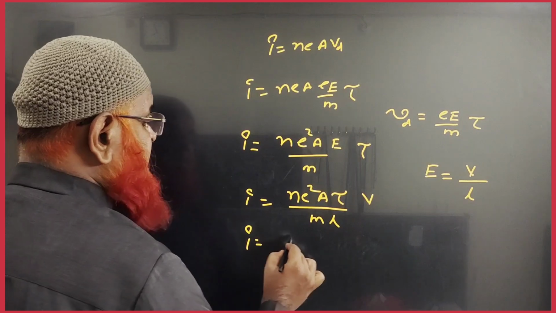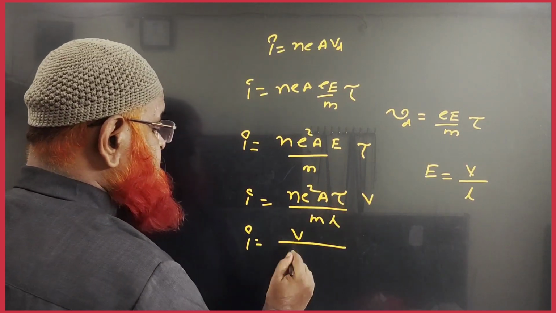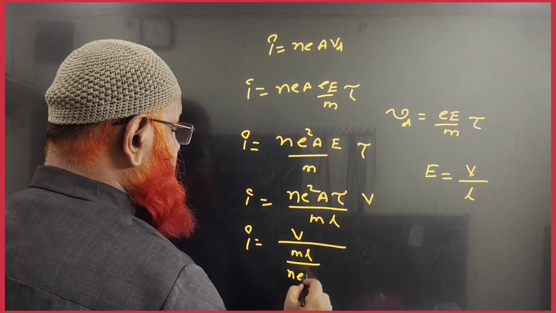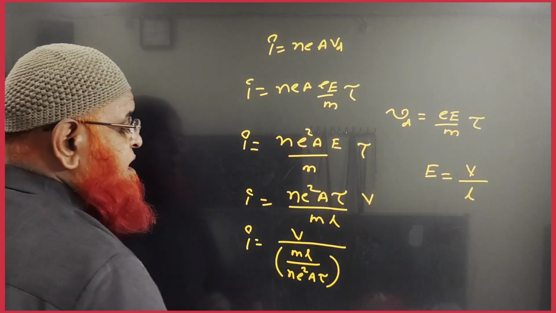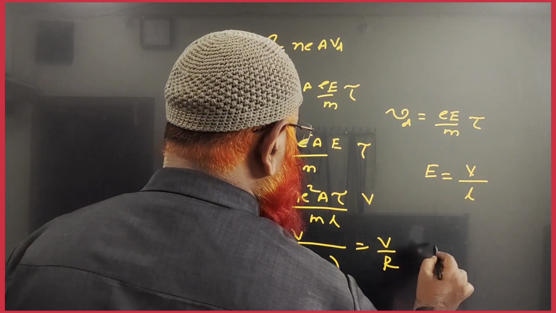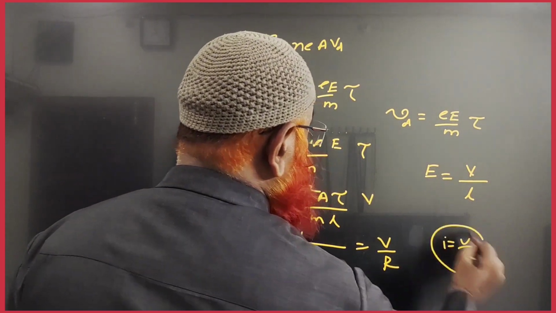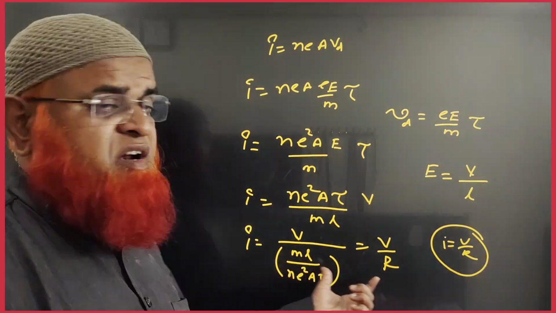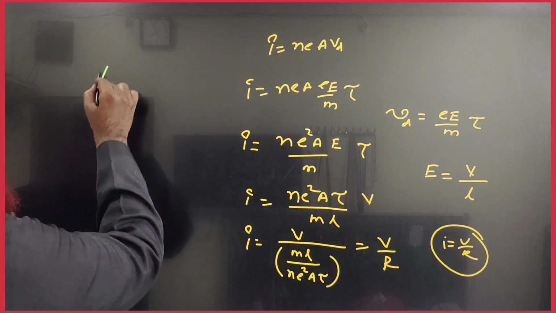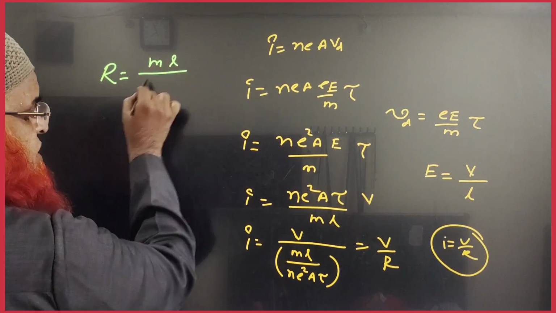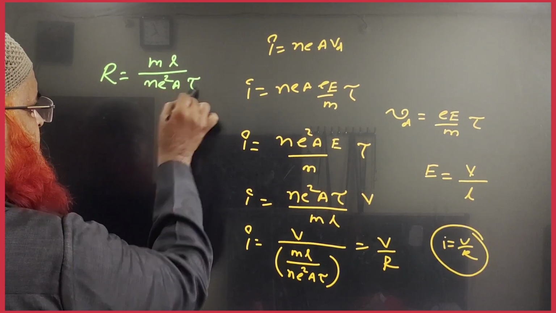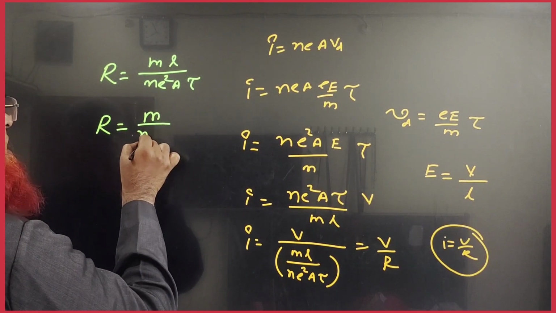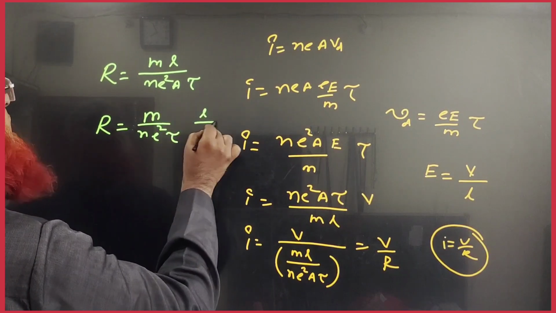Then I can write I is equal to V divided by m L in the numerator, and this total value, n e square A into tau, in the denominator. It is just like V by R, I is equal to V by R, which is Ohm's law, because V is equal to IR. So I got the new formula for resistance: R is equal to m L by n e square A tau.